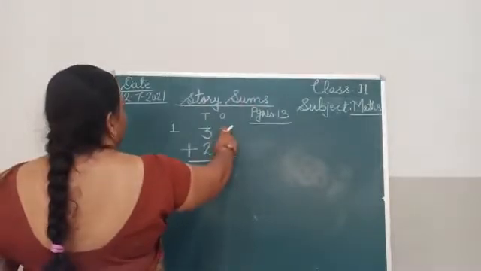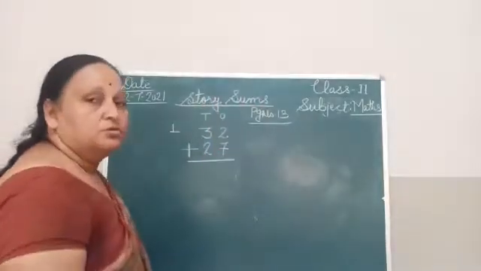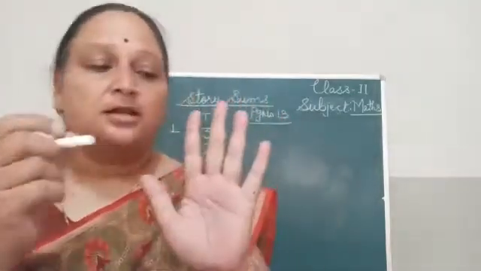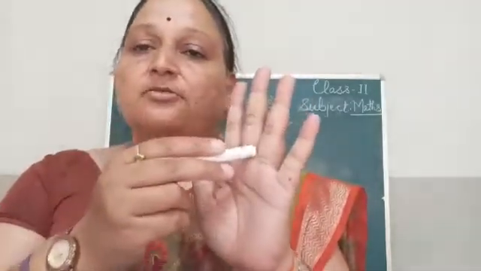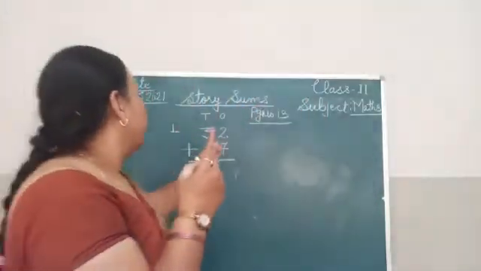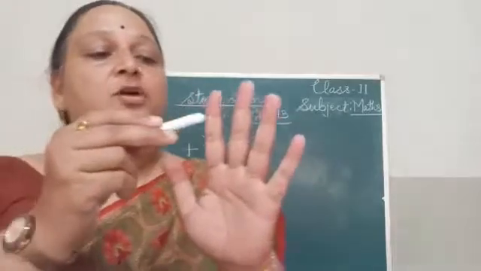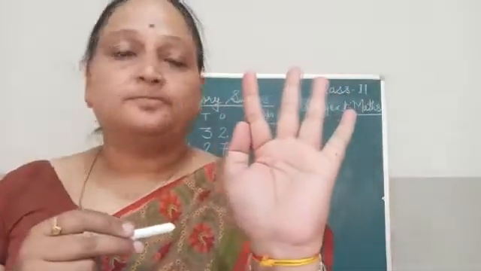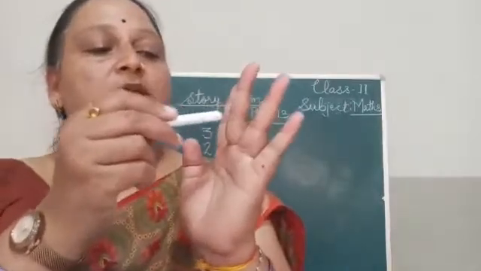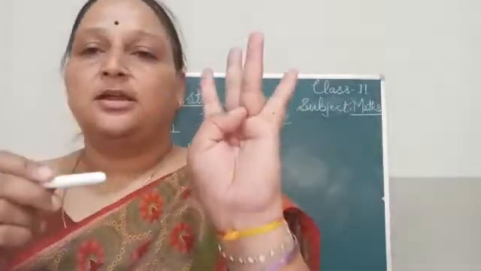So, we will start from the ones place. What is the number? 2 and 7. We have to add 2 and 7. So here are lines on our fingers. We will count and then we will add. First we will count 1 and 2. We will put the thumb here. Now what is the number? 7. 1, 2, 3, 4, 5, 6, 7.